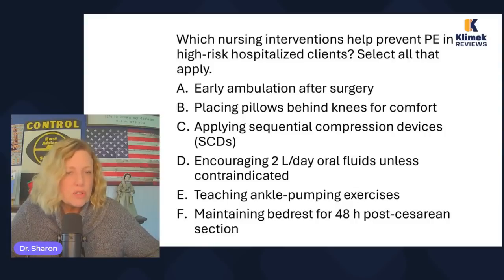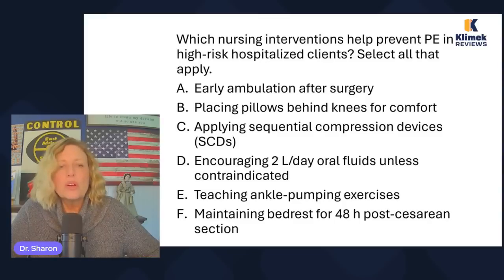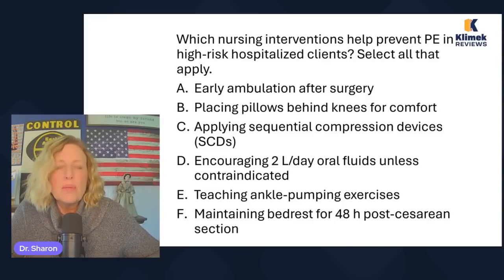Early ambulation after surgery, placing pillows behind the knees for comfort, applying SCDs, encouraging adequate hydration, teaching ankle pumping exercises, or maintaining bed rest for 48 hours post-cesarean section. Well, I hope all of you know this. This is not a hard question. I don't think it's hard. But I just want to make sure you know it. You don't want to miss a question like this on NCLEX.